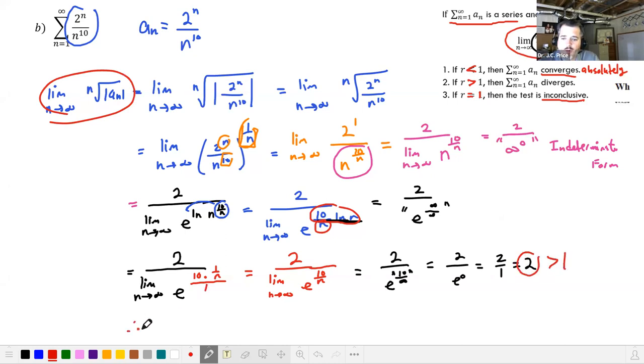Therefore, our series S diverges, not by the ratio test, but by the root test. And so that's a nice little root test problem. You can kind of see why it's going to diverge: 2 to the n is much stronger than n to the 10th. It's going to dominate in the end. But it's a nice little problem involving limits.